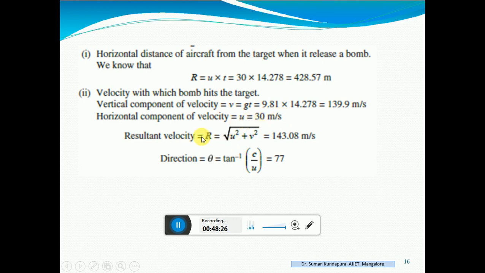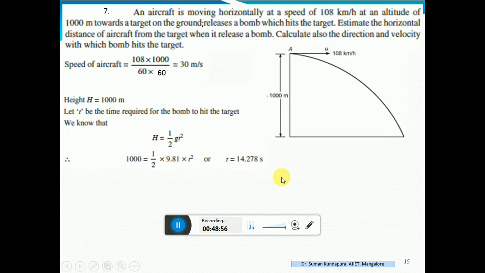Substitute in the resultant equation, the square root of u square plus v square, and you will get 143.08 meters per second. How did we calculate the direction in the case of a resultant? Tan theta is equal to y divided by x. In the same way, this is v actually. v is 140 divided by u, 143.08. Take tan inverse of that, and you will get 77 degrees as theta. So the direction and velocity with which the bomb hits the target are found out.